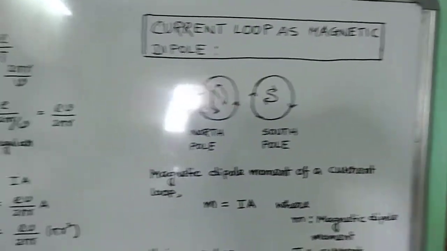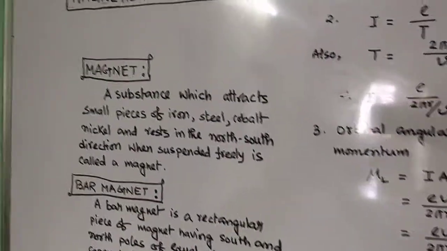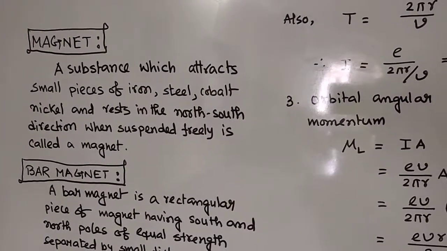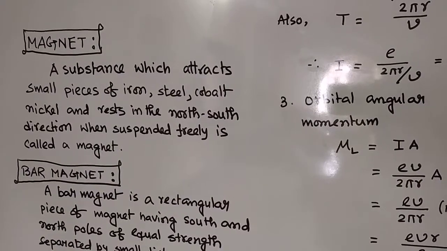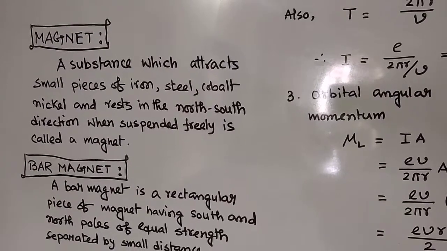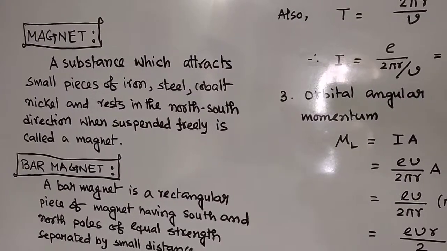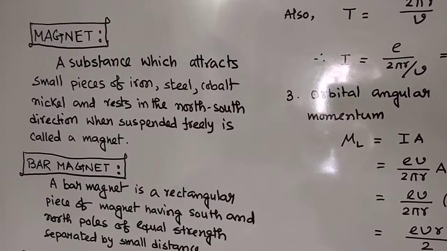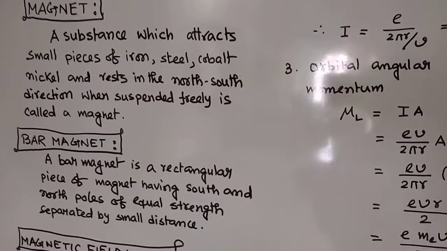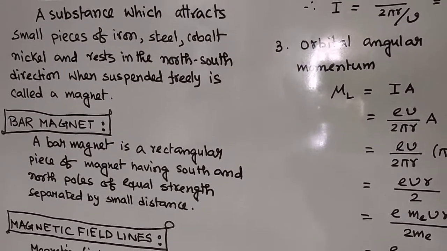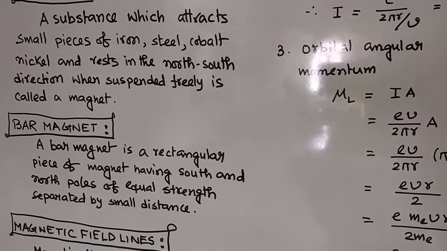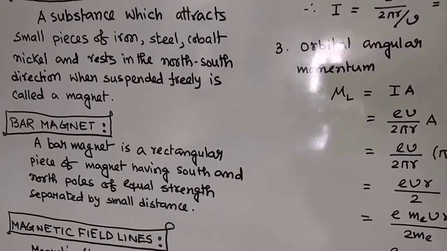Now the next topic is a few terms, because this chapter is magnetism and matter, so you must know these terms. Number 1 term is magnet. What we have written: a substance which attracts small pieces of iron, steel, cobalt, nickel and rests in the north-south direction when suspended freely is called a magnet. I think most of you know what a magnet is, and also what a bar magnet is. As written here, a bar magnet is a rectangular piece of magnet having south and north poles of equal strength separated by a small distance.